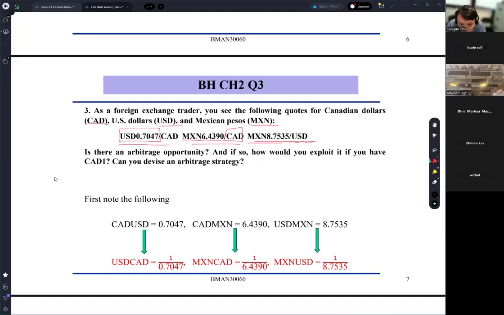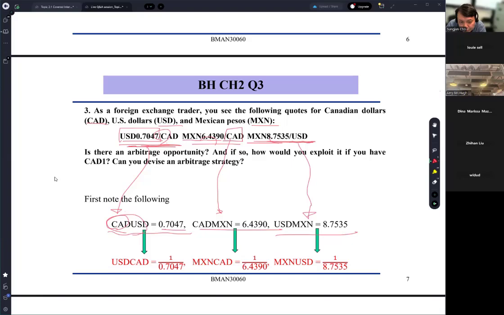So I'm going to use this form. Why am I using this form? Because this form is easier to deal with when you think about triangular arbitrage. So instead of using this form, I'm writing it down like this. CAD USD is 0.7047, which means the same as this one: for 1 Canadian dollar, you need this amount of US dollar. For this one, I can write it down like this. For this one, I can write it down like this.